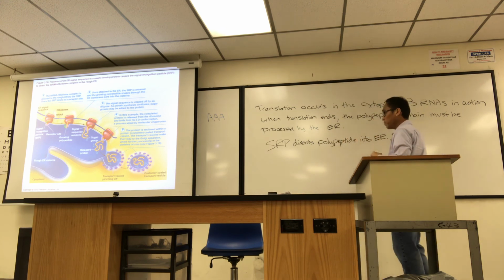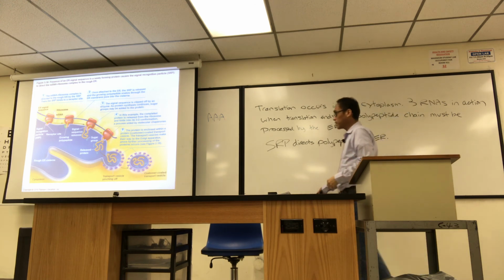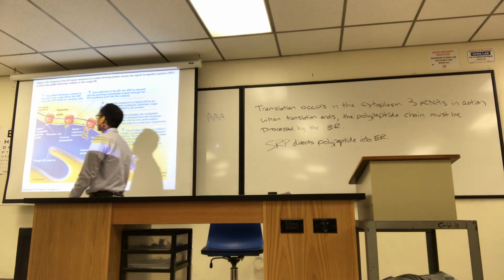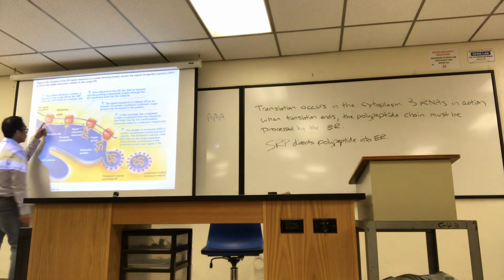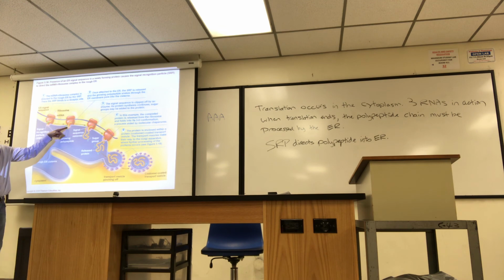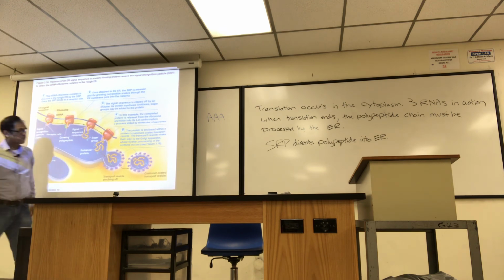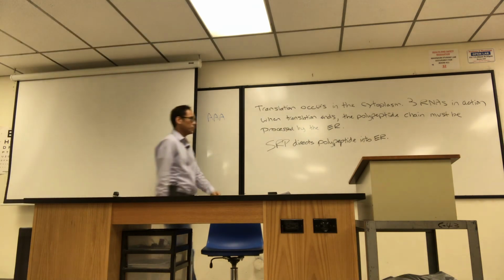Sometimes books get too fancy in their talk. All they're trying to tell you is the signal recognition peptide guides the newly formed polypeptide into the ER so it can be further processed. That's what this whole figure is trying to show you. Okay. And that actually concludes chapter 3.